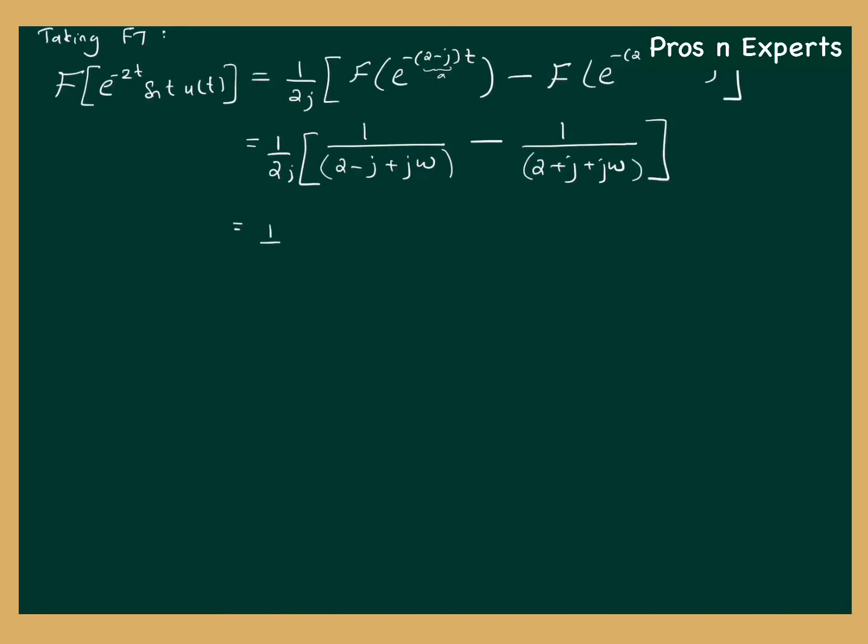Now this is 1 by 2j into 1 by, let me take the j terms common, 2 plus j into omega minus 1, minus of 1 by 2 plus j into omega plus 1. Fine. So this is the Fourier transform of e raised to minus 2t sin t of t. But in the question it is given as t into e raised to minus 2t sin t of t, and differential of it. Now I have to add a t here. I have to find out t e raised to minus 2t sin t of t. For that, let us see what we can do.